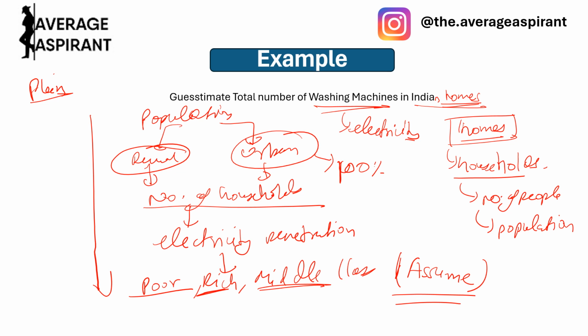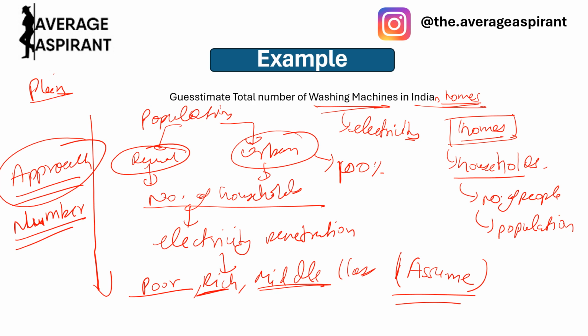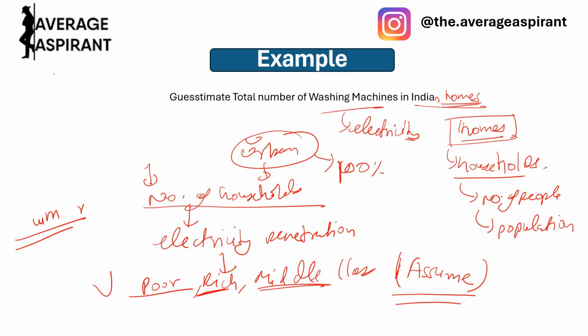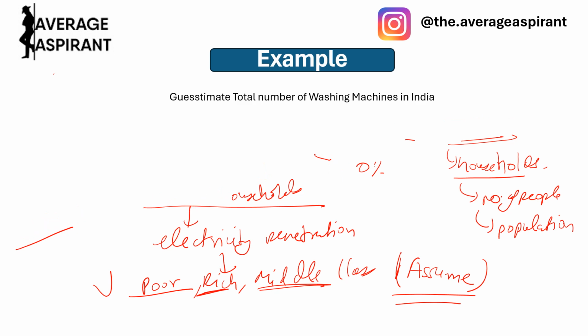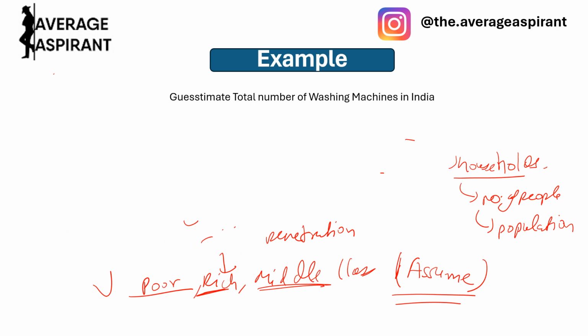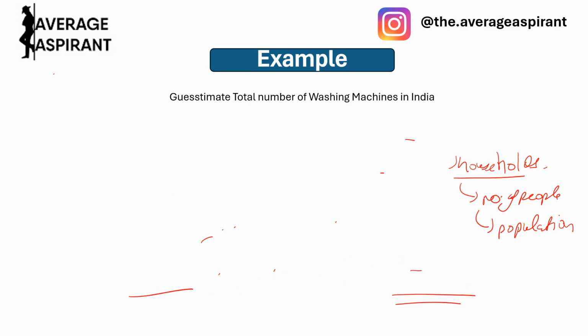So you tell the interviewer that this is the approach that I'm going to use. If you think this is correct, then I'll move forward with the numbers. If you think there is something missing, I will change the approach. So if the interviewer says yeah, move on with the numbers, then we will start the third step, which was solving the estimate. Okay.